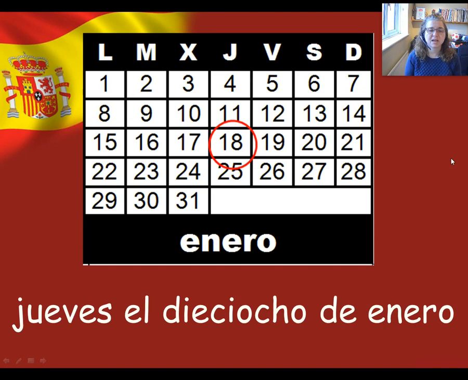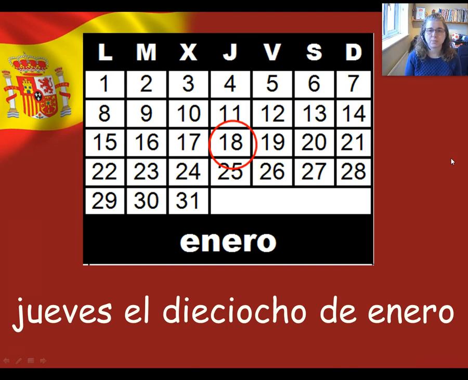So, this calendar shows us that it is Thursday, jueves, the 18th of January. Now, if we want to say Thursday, the 18th of January in Spanish, we're going to need the same number of words in the same order as English. So we have Thursday, the 18th of January.